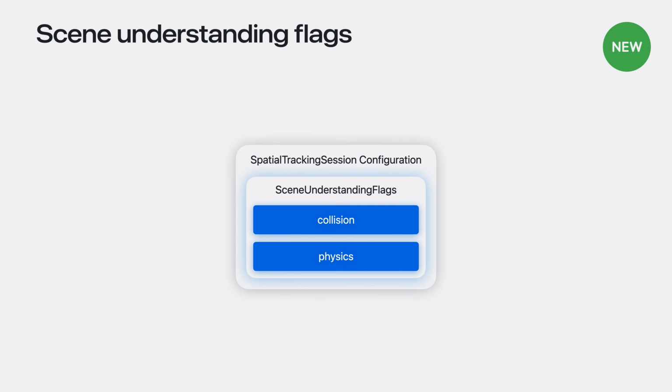visionOS currently supports the collision and physics flags. I'll be using both of these to enable my game objects to collide with the Scene Understanding Mesh. I'll set these flags on the Spatial Tracking Session configuration before running it.